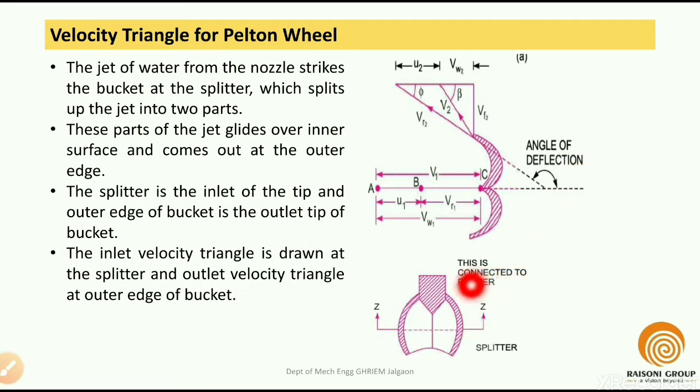Here we can see the cross-sectional area of the splitter, and this is connected to the runner. So the runner and the splitter are connected like this. The inlet velocity triangle is drawn at the splitter, which is made of straight lines. Why these are straight lines we will study in the next slide. And the outlet velocity triangle will be like this, which is at the outlet tip of the bucket.